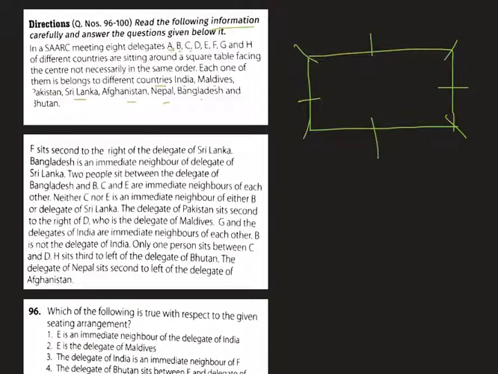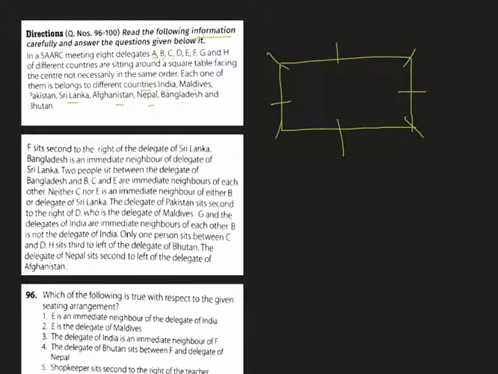Now, first of all, F sits second to the right of the delegate of Sri Lanka. Suppose this is the delegate of Sri Lanka. Therefore, the position of F is this. Now, Bangladesh is an immediate neighbor of the delegate of Sri Lanka. Therefore, Bangladesh's position is this. Two people sit between the delegate of Bangladesh and B. Therefore, we can write that B's position is this. We have two people in between Bangladesh and B.